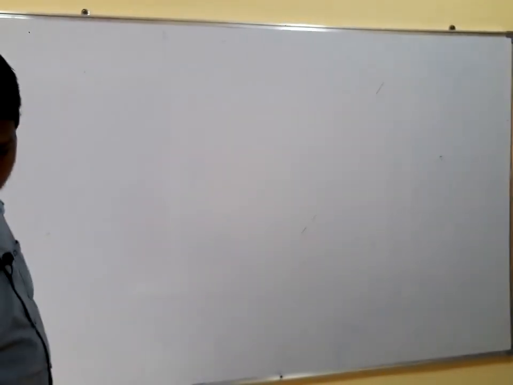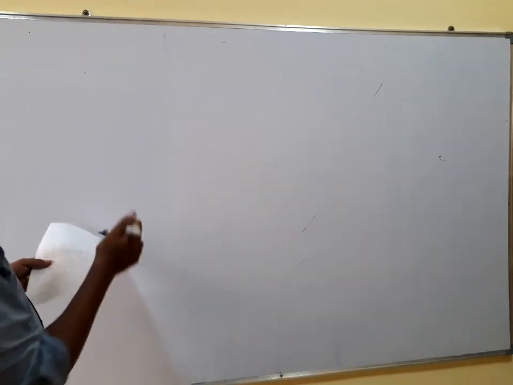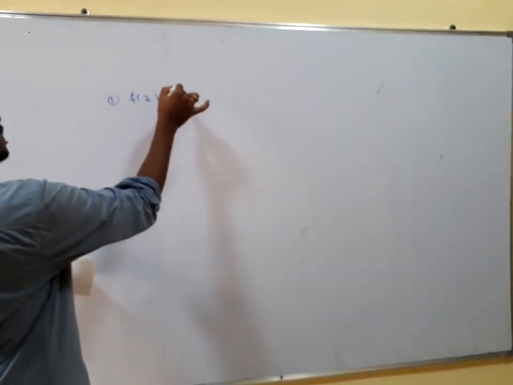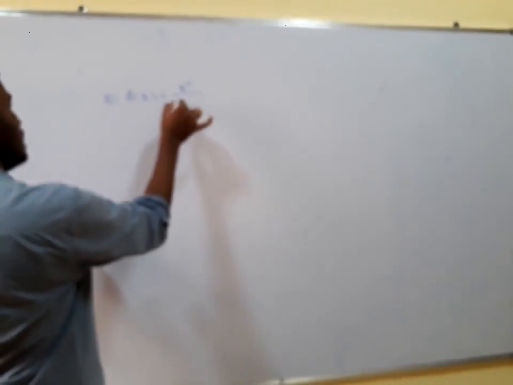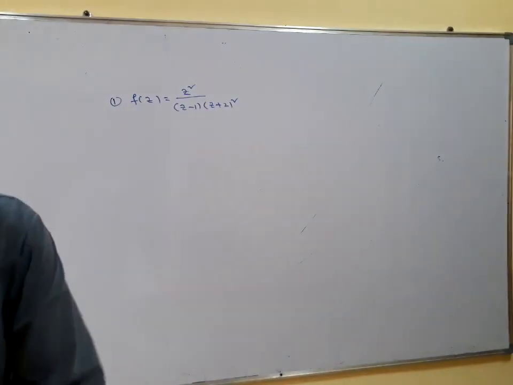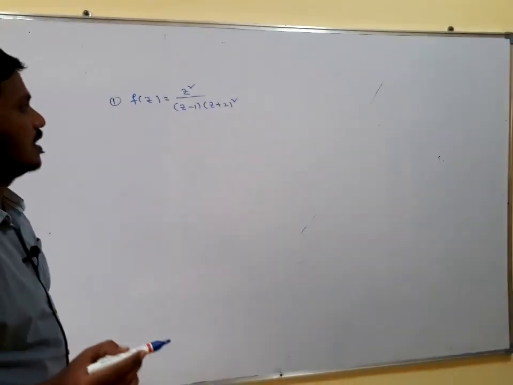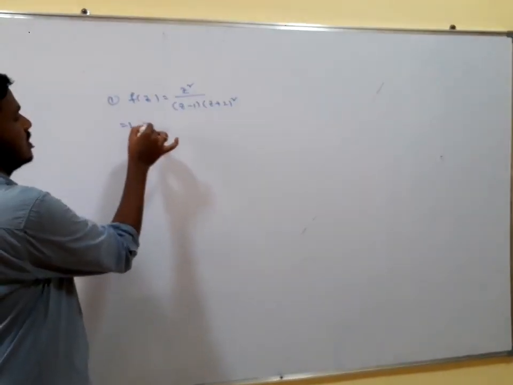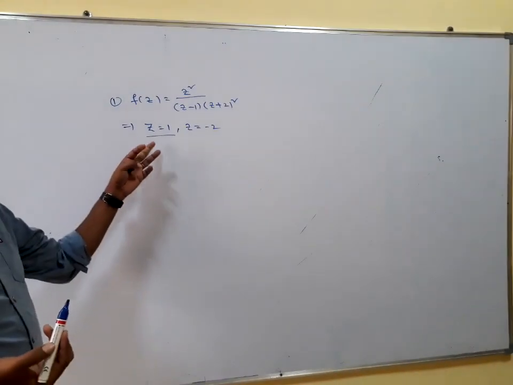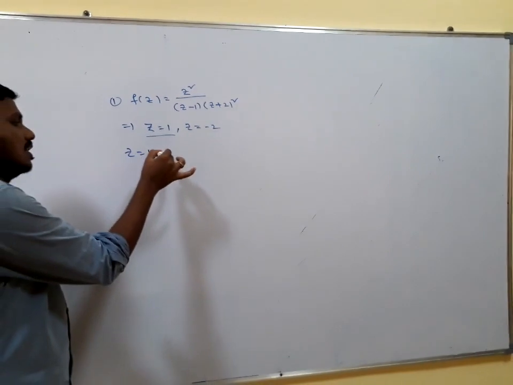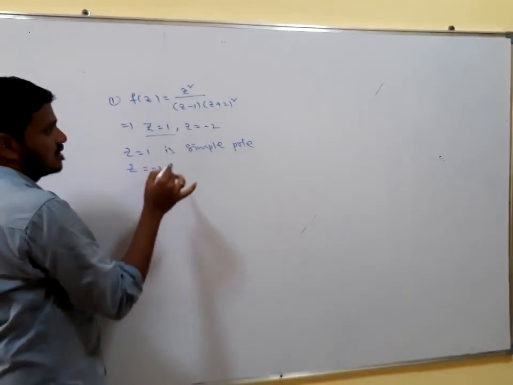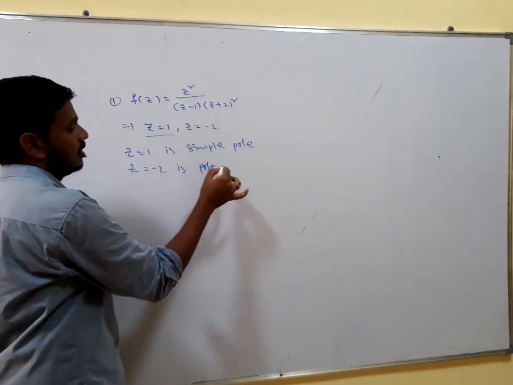If you take f of z is equal to z square divided by (z minus 1) into (z plus 2) whole square, for this example, the singular points are what? That implies z is equal to 1, z is equal to minus 2. Right, z is equal to 1 is the simple pole, and z is equal to minus 2 is the pole of order 2.